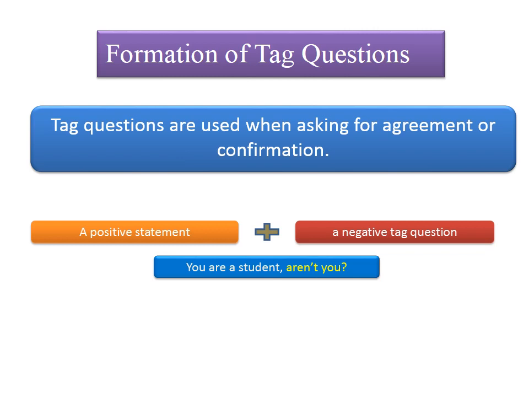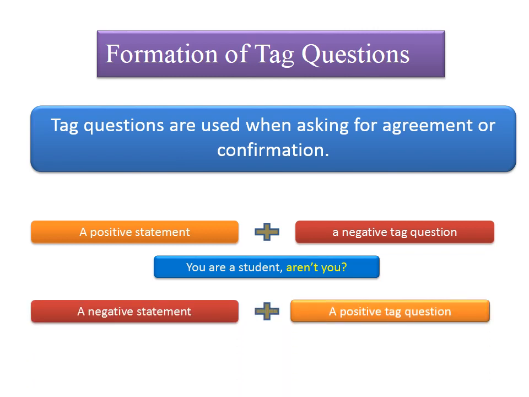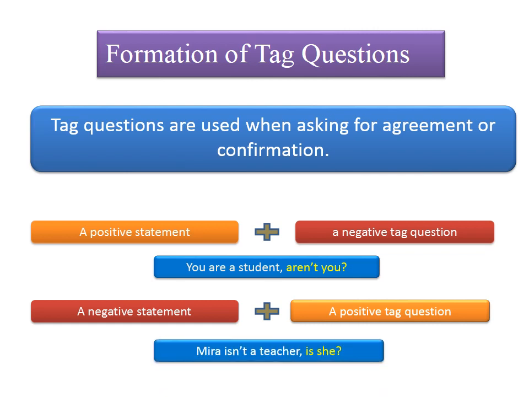We can clearly see that if the statement is a positive one, the tag will be negative. On the contrary, if the statement is a negative one, it will take a positive tag question. For example, Mira isn't a teacher, is she? As the statement is negative, the tag question is affirmative.